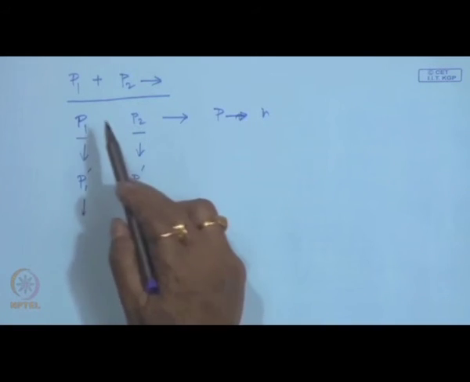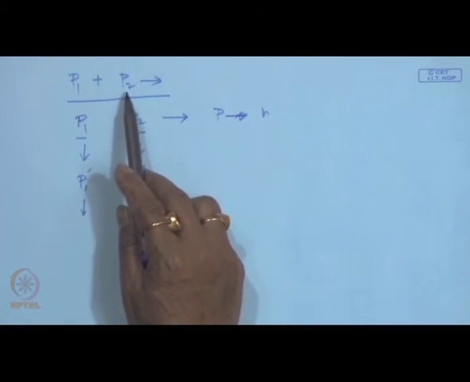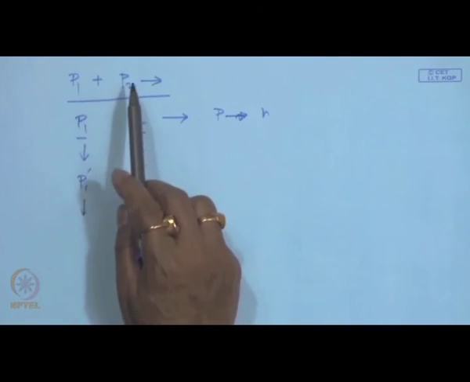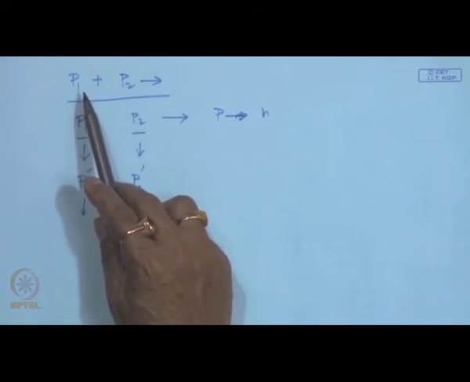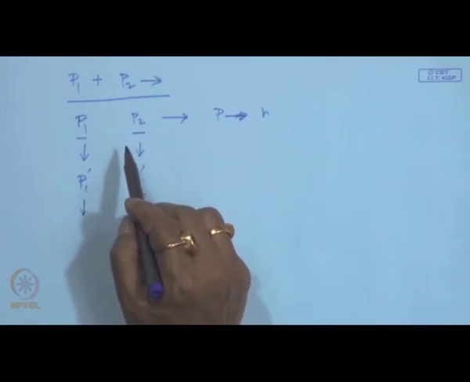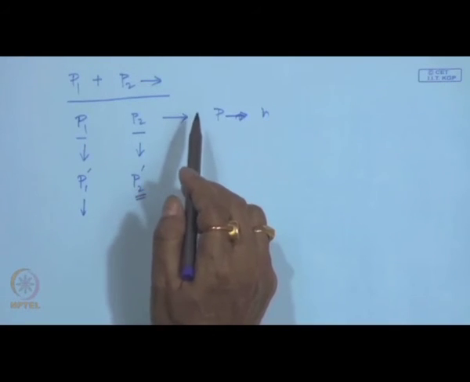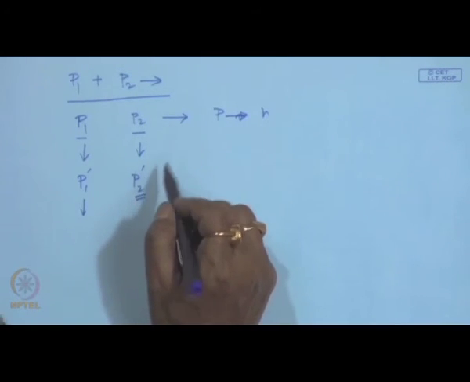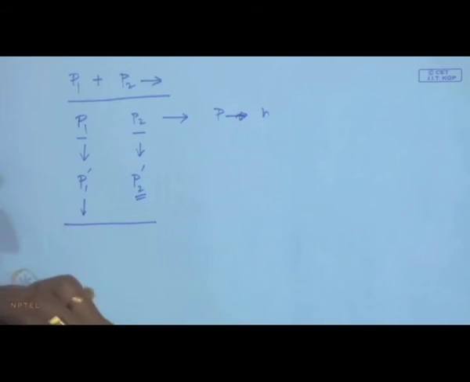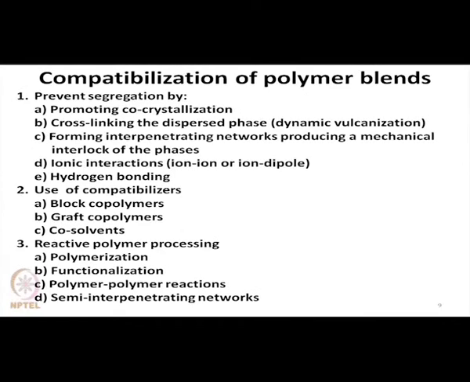Now, polymer 1, as I mentioned earlier, can have some functional group, and polymer 2, P2, can have another functional group of opposite nature. If they are of opposite nature, then the functional group of P2 can react with P1, and these two polymers can interact with each other, and the product will be a new material having different properties. Then semi-interpenetrating network, this is also another technique by which we can develop new properties, or we can compatibilize these two polymers.